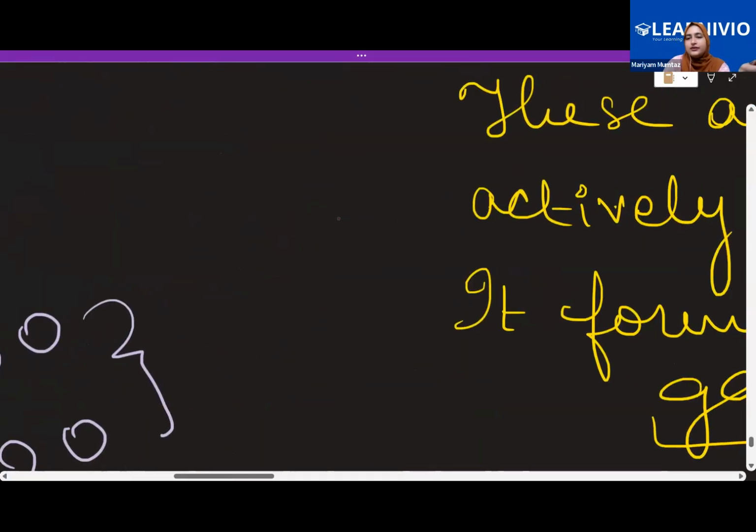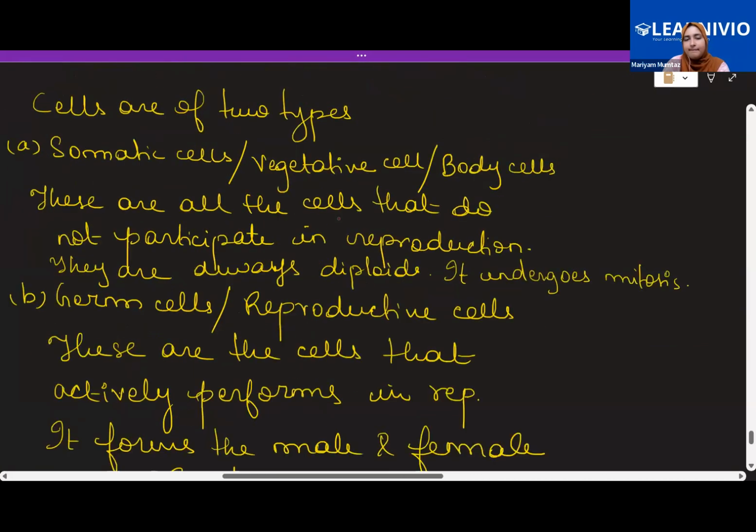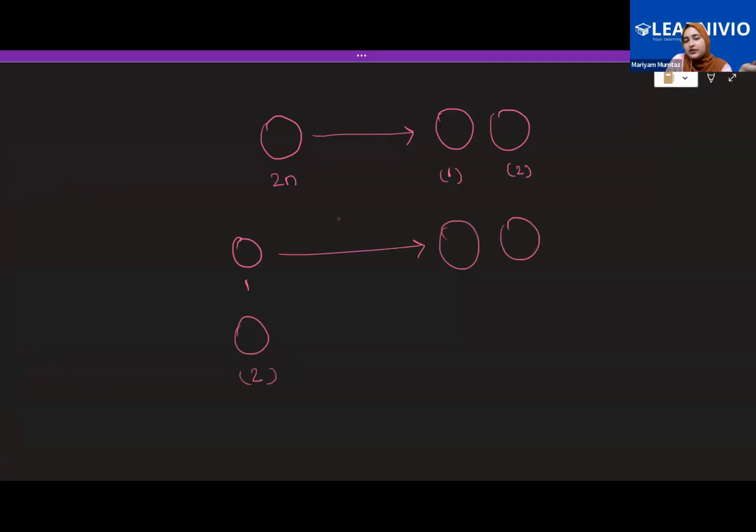Firstly, what happens? I'll show you here. This one cell is there. This is the diploid mother cell. It will give rise to two daughter cells. If this is daughter cell number 1, this is daughter cell number 2. Now daughter cell number 1 will undergo meiosis 2 and form two daughter cells, and daughter cell number 2 will also undergo meiosis 2 and form two daughter cells. So at the end you have four daughter cells. Clear?